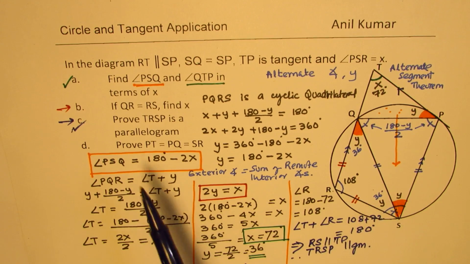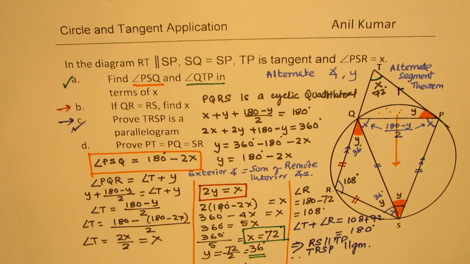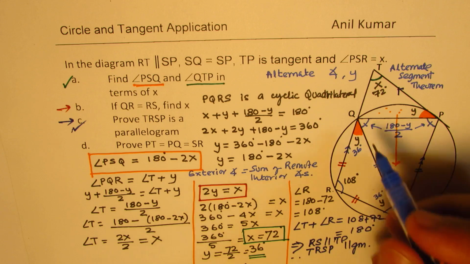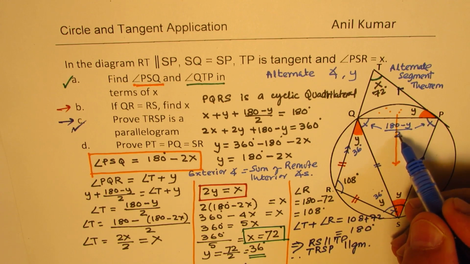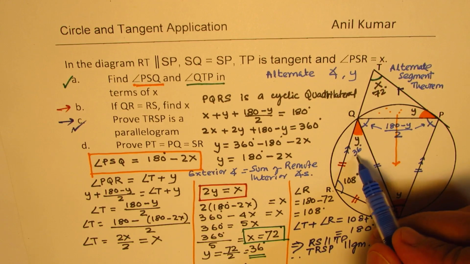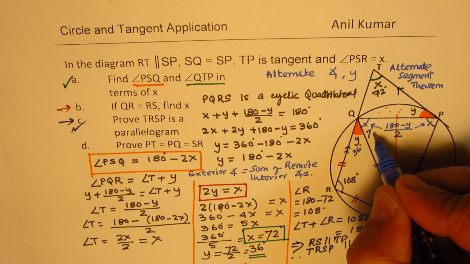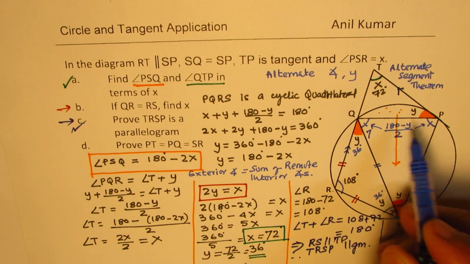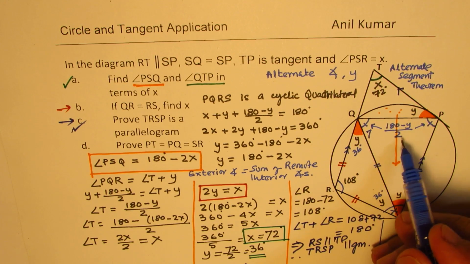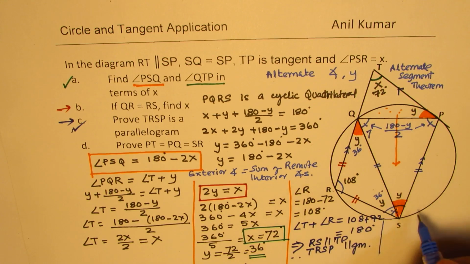Now the next thing which we need to prove is PT equals PQ equals SR. Well, that can be shown. Now we know all these angles. We know this is 36. 180 minus y divided by 2 is what? 180 minus y is 36. So we get this angle here as 72. Right? So if you calculate 180 minus 36 divided by 2, let's do this.